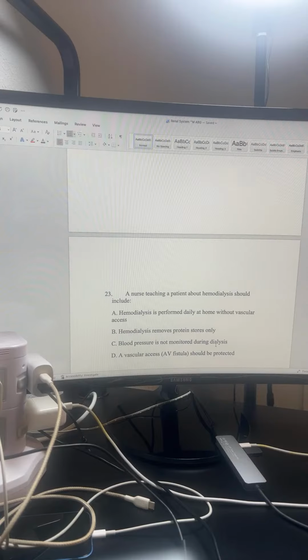A nurse is teaching a patient about hemodialysis. A nurse teaching a patient about hemodialysis should include: A, hemodialysis is performed daily at home without vascular access. B, hemodialysis removes protein stores only. C, blood pressure is not monitored during dialysis. D, a vascular access, AV fistula, should be protected.